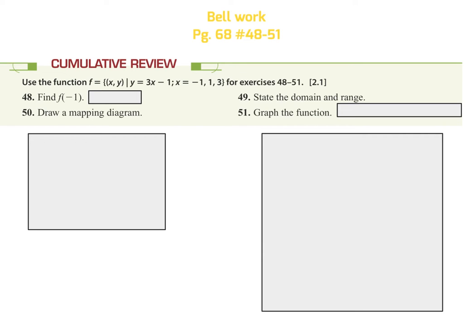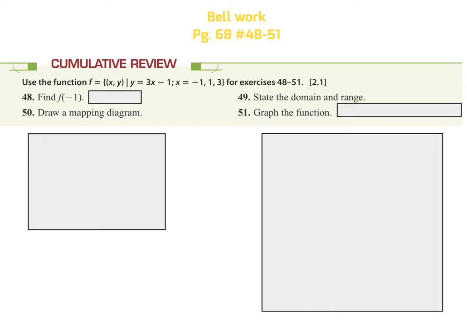So this says use the function f of x, y equals 3x minus 1. So they've given you the function there, y equals 3x minus 1. They have given you the input, which is the domain, x equals -1, 1, and 3. And then they've asked you some questions about that function. The first question they ask is, find f of -1.